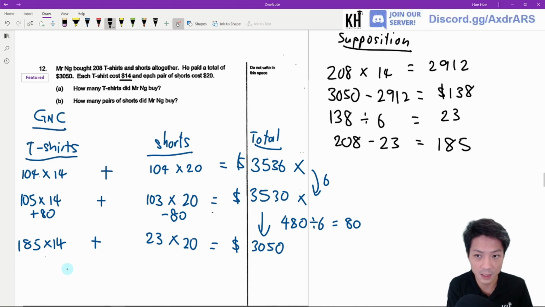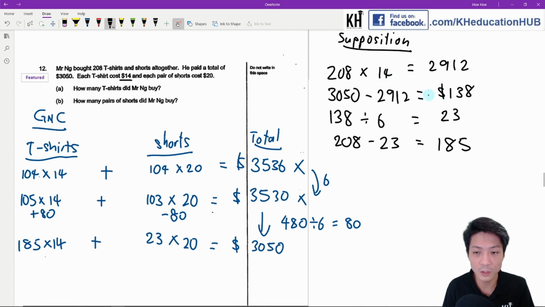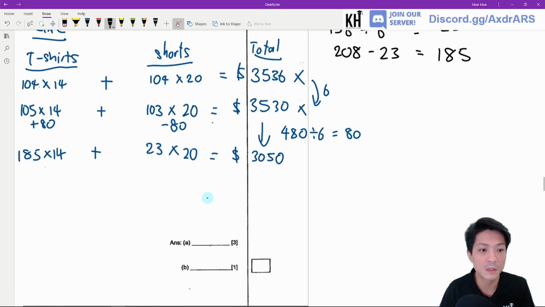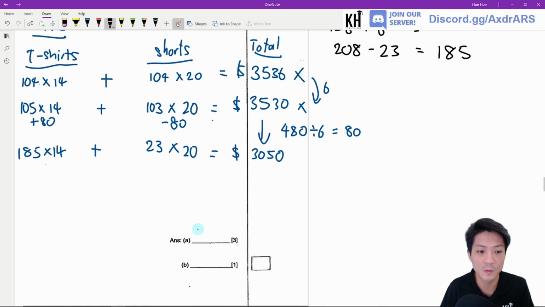Okay, so you can see that although the supposition method is a lot shorter, you really need to understand what's going on in between the steps. If you don't understand, I actually drew a model to explain supposition in the earlier questions. Okay, so for part A, the number of t-shirts is 185, and shorts is 23.